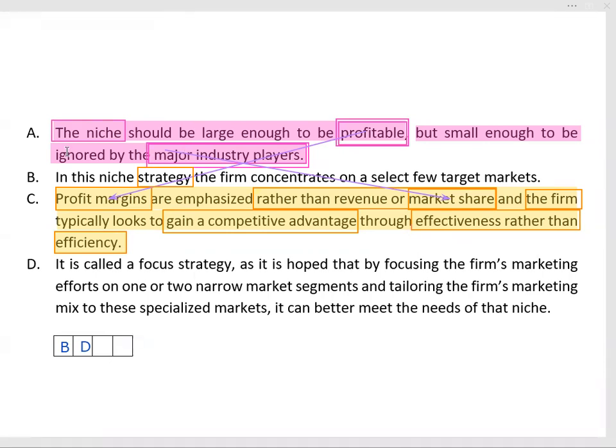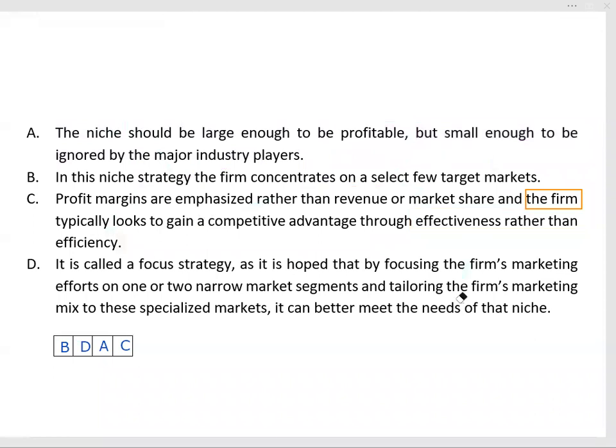So that gives us an idea that A and C form a pair, and the sequence of these statements is exactly that: A first, then C. So we put that into our sequence. We have A as the third statement, and then we have C as the fourth and final statement. And with that, we have our sequence ready. The correct answer is BDAC.